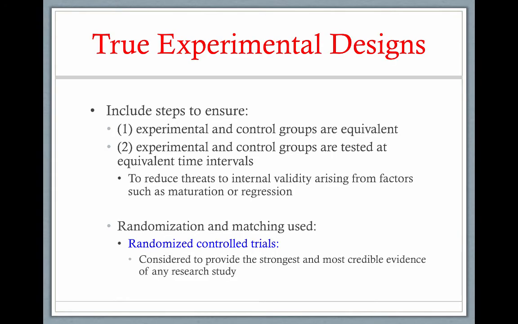The last that we're going to talk about is a true experimental design. So this is the strongest that we have. It includes steps to ensure experimental and control groups are equivalent. Experimental and control groups are tested at equivalent time intervals. This is to reduce threats to internal validity arising from factors such as maturation, regression.